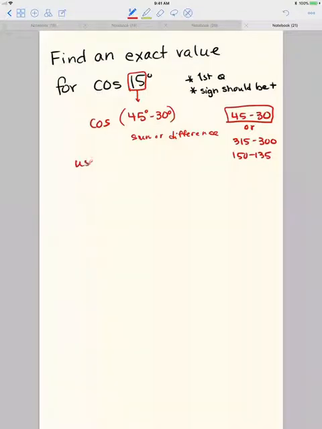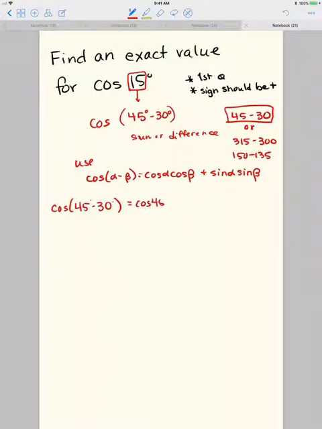For this one, we'll use the cosine difference formula that says cosine of one angle minus another is cosine of the first angle times cosine of the second, plus sine of the first angle times sine of the second. That's what we'll pull from the unit circle. So the cosine of 45 degrees minus 30 degrees is the cosine of 45 degrees times the cosine of 30 degrees plus the sine of 45 degrees times the sine of 30 degrees.